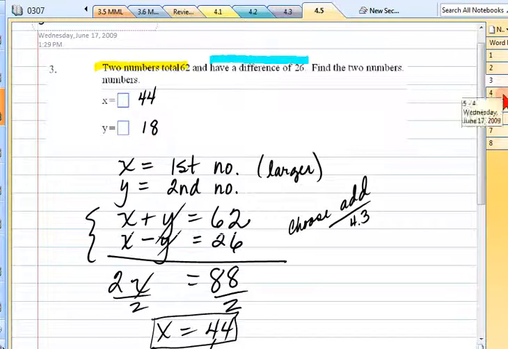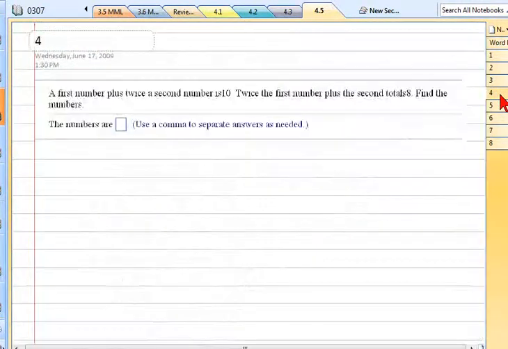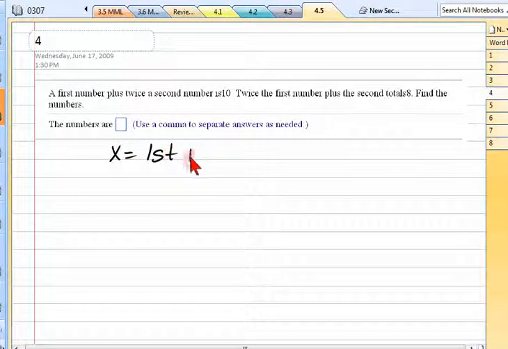Let's look at number 4. All we're going to do on number 4 is set up the system just because of timing. If you look at the printed notes, I think you'll see it all worked out. It says, a number plus twice a second number is 10. Twice the first number plus the second number totals 8. Find the numbers. How many numbers am I looking for? 2. I will let x be the first number and y be the second number.